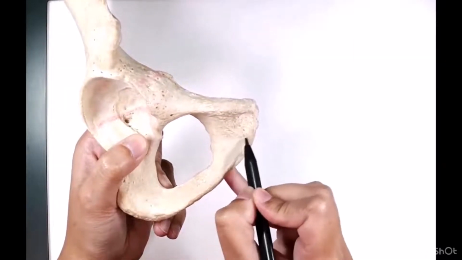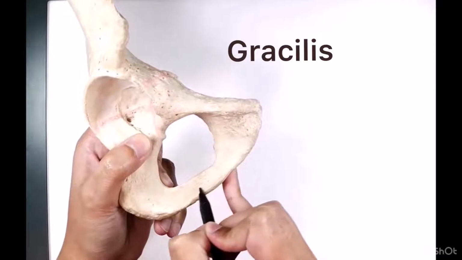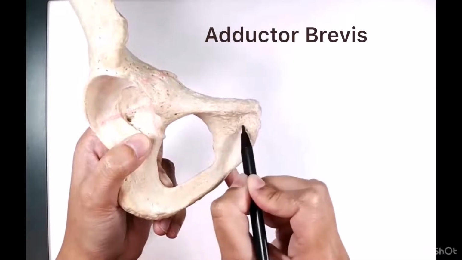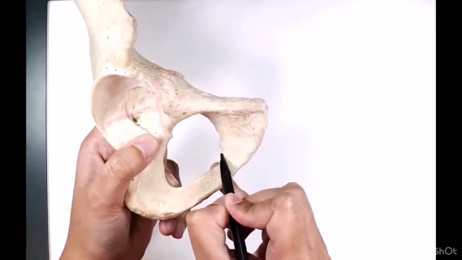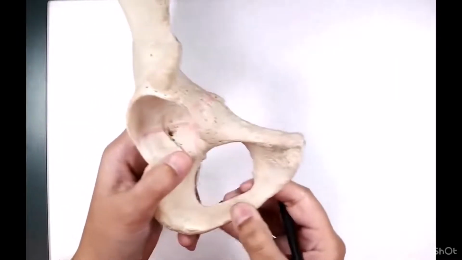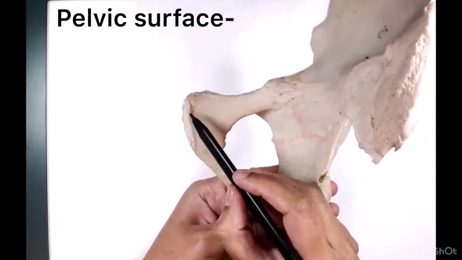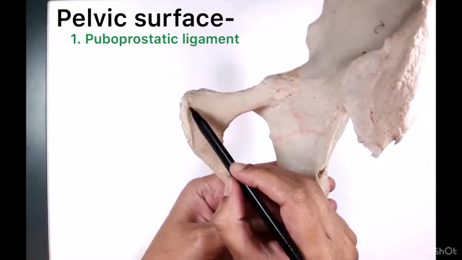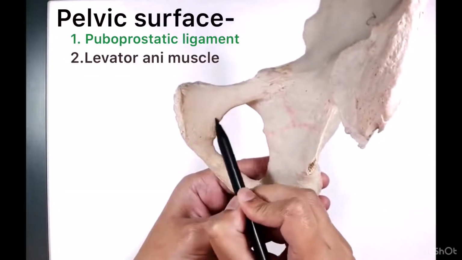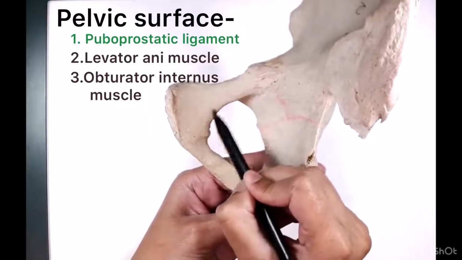Here, lateral to the anterior pubic ligament, there is attachment of a muscle, gracilis, which extends to the ischiopubic ramus. Lateral to that, there is attachment of adductor brevis muscle. And along the margin of this obturator foramen, there is attachment of obturator externus muscle. On this pelvic surface, there is attachment of a puboprostatic ligament. Here there is attachment of levator ani muscle, and here there is attachment of obturator internus muscle.